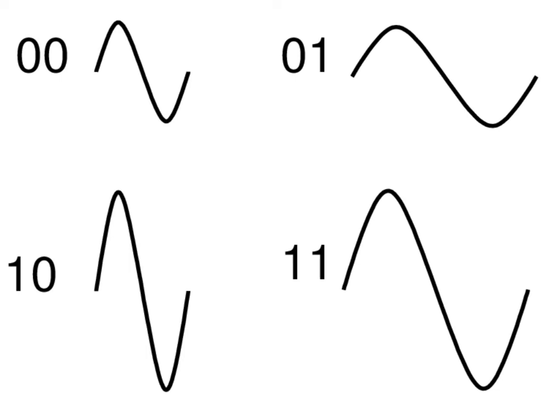When I want to send the bits 0, 1, I'll send at the same amplitude but a lower frequency. In fact, the same frequency as before. When we want 1, 0, we'll have a high frequency, more cycles per second, and a high amplitude. 1, 1: low frequency, high amplitude.